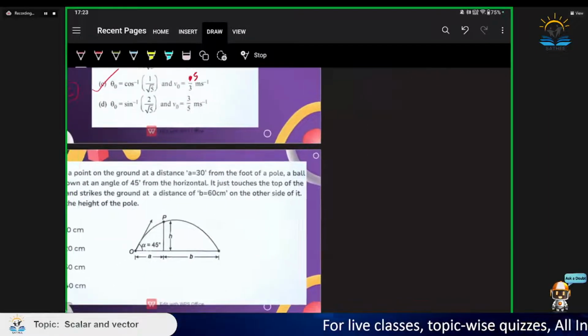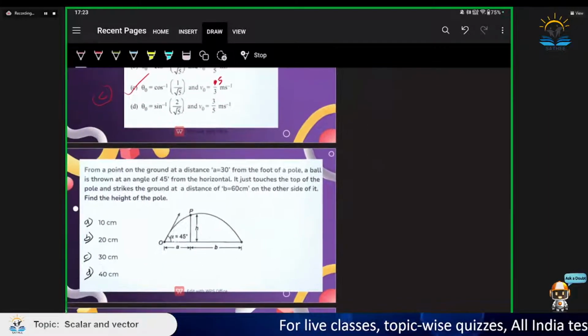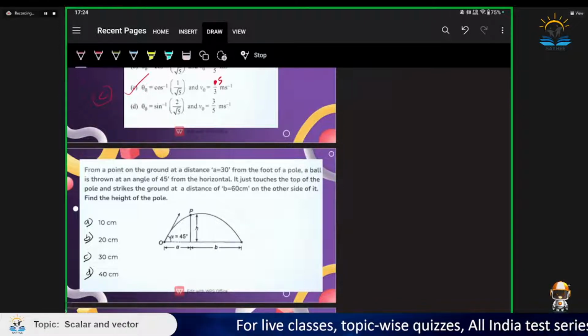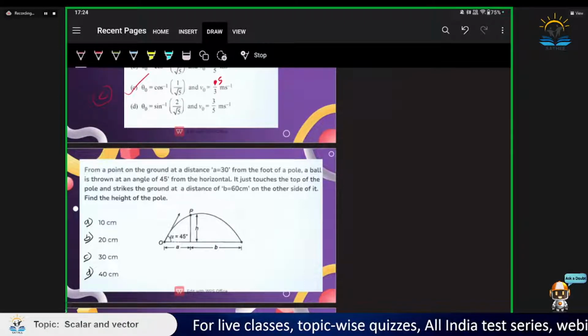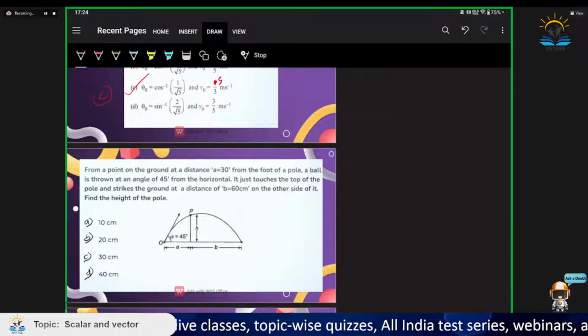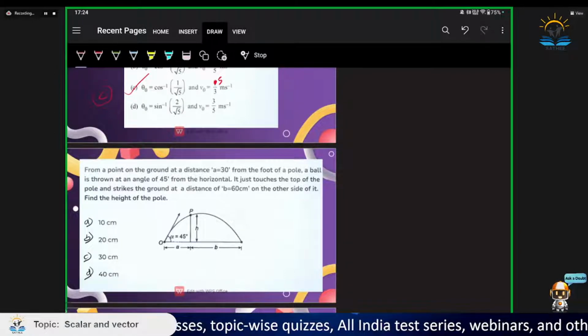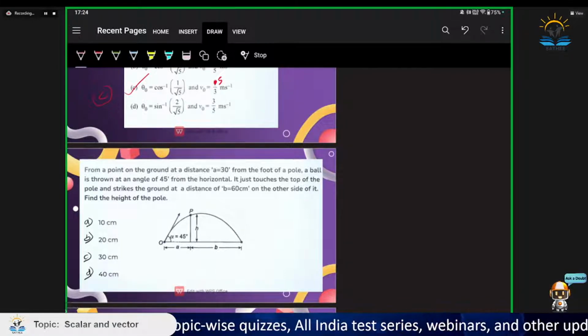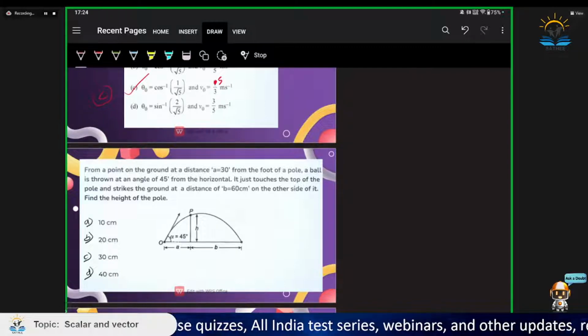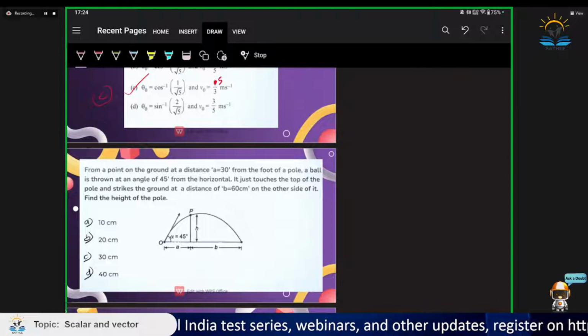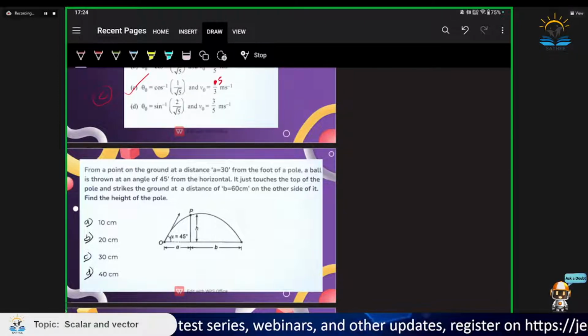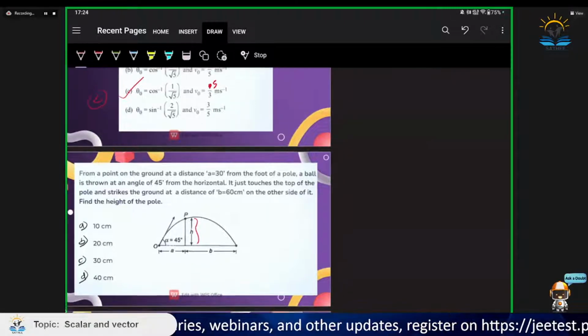Let's solve this question. From a point on the ground at a distance a equal to 30 from the foot of a pole, a ball is thrown at an angle of 45 degree from the horizontal. It just touches the top of the pole and strikes the ground at a distance of b equal to 60 centimeter on the other side of it. Find the height of the pole. So we have to find out h.